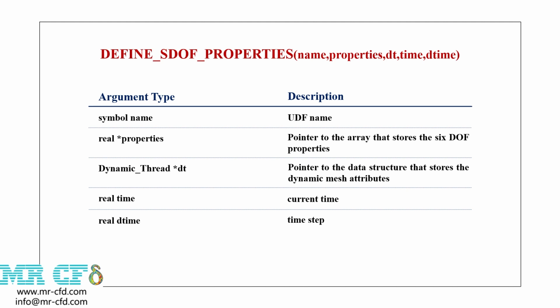This macro is represented using 5 arguments. The first one indicates the name of the desired function. The second argument is a pointer to an array where the 6 degrees of freedom motion characteristics are stored. The third argument is a pointer to a data structure that stores the dynamic mesh specifications. These specifications are either determined by the user or calculated by Fluent software. The fourth and fifth arguments are respectively indicative of the current system time and the model's time step.